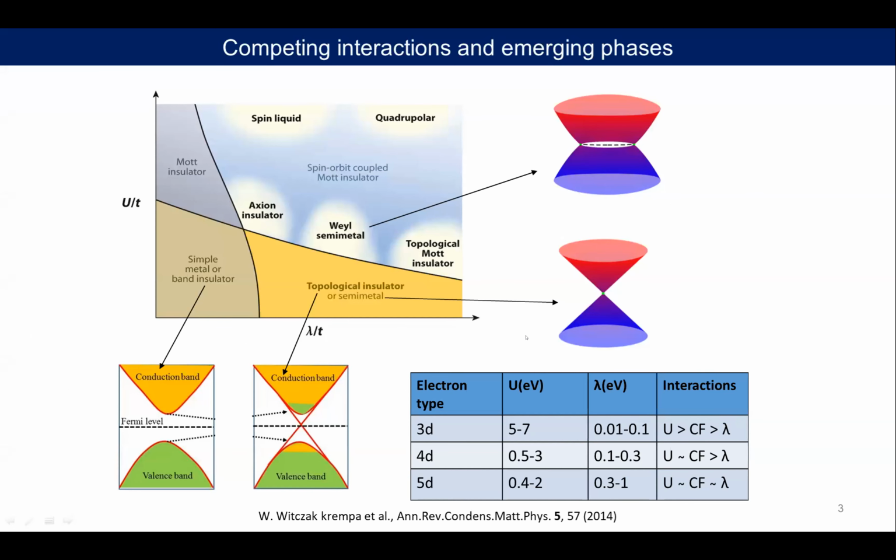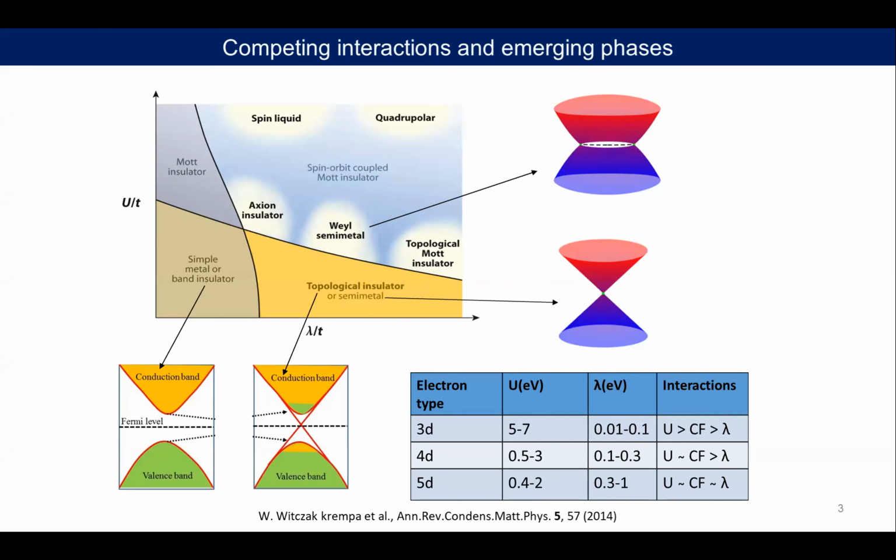As we can see from this table, as we move down in the periodic table from 3d, 4d to 5d electrons, while the strength of Coulomb repulsion decreases drastically, the strength of spin orbit coupling increases significantly. Why? The reason is that the spin orbit coupling roughly goes as the fourth power of the atomic number, and as we move down in the periodic table from lighter to heavier ions, the atomic number increases, and that's why the spin orbit coupling increases significantly.